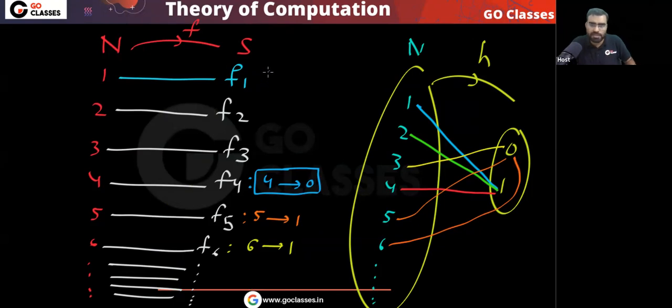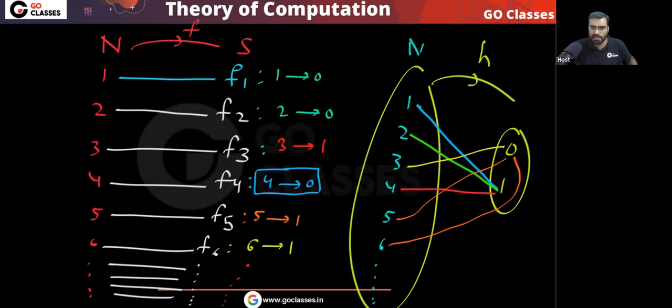For example, in this f1, let's assume 1 is mapping to 0. Then in this h, 1 will map to 1. In this f2, let's assume 2 is mapping to 0. Then in this h, 2 will map to 1. In this f3, let's assume 3 is mapping to 1. Then you can notice in this h, 3 will map to 0. And so on. You will keep doing like this.